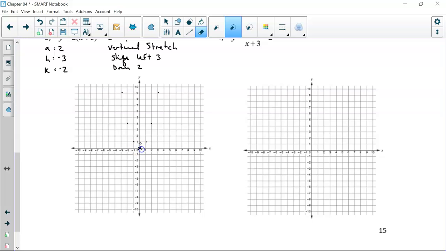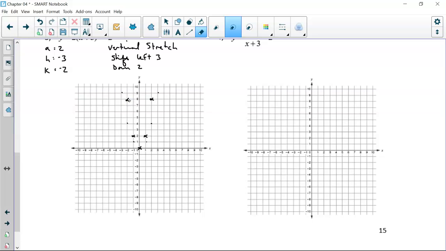0 times 2 is 0. 1 times 2 is 2. 4 times 2 is 8. 9 times 2 is 18. It's way off the graph. Same thing over here. We're at negative 1, 2. We're at negative 2, 8.